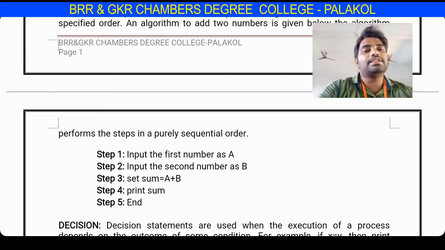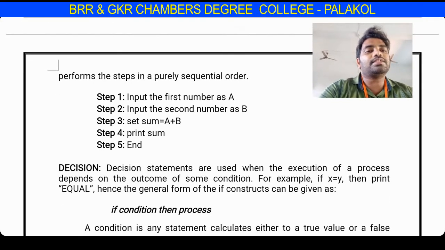Next one, decision statement. A decision statement is used when the execution of the process depends on the outcome of some condition. If the condition is true, the statement is executed. If the condition is false, the statement is skipped. Suppose x equals y. X is equal to 5, y is equal to 5. 5 equals 5, so it prints that the statement is equal.